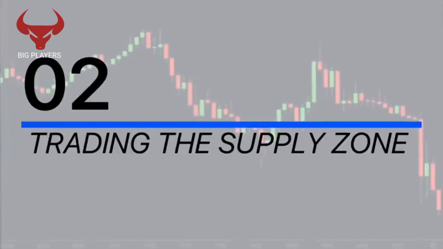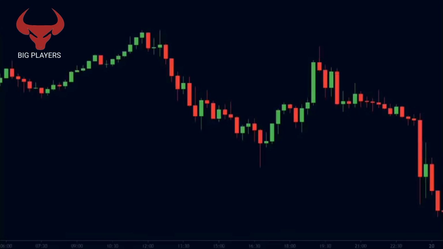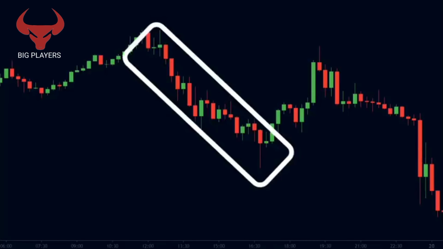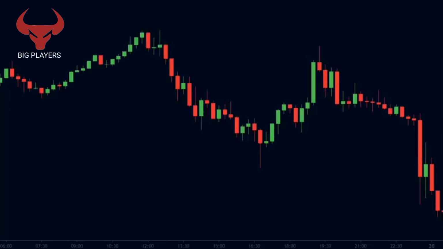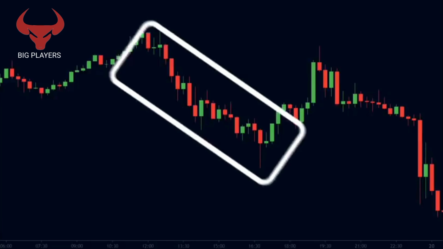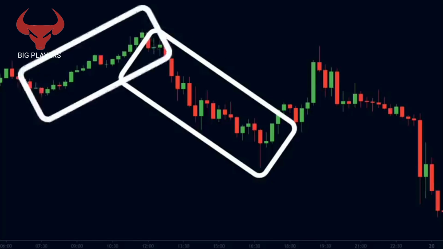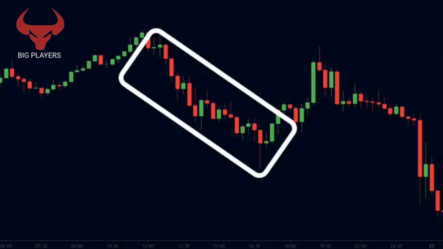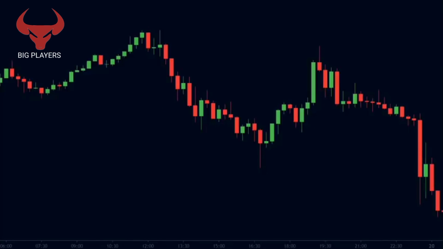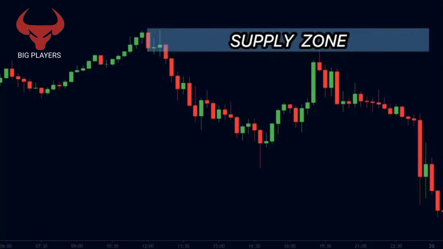Now, let us look at a sell trade on a supply zone. Here we can clearly identify a strong down move. The move was pretty steep, and it made big red candles. Compare these red candles with the previous candles. We can clearly see that these candles were a lot bigger. So we find the origin of the move. Here is the first candle that started the down move. So we mark the high and the low of this candle. The area between these two lines becomes our supply zone.